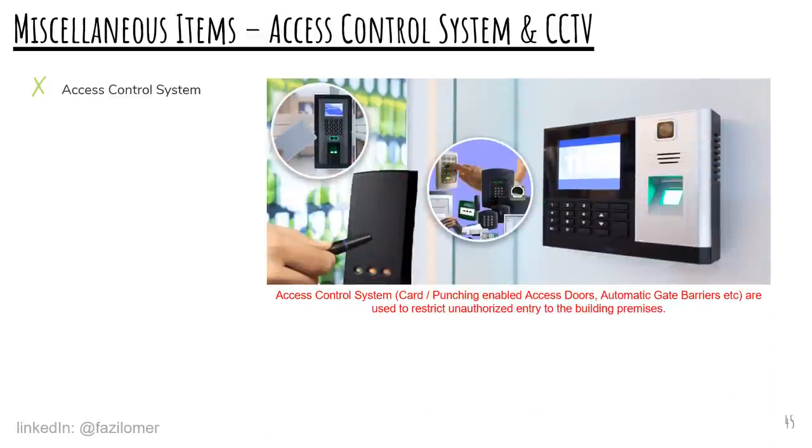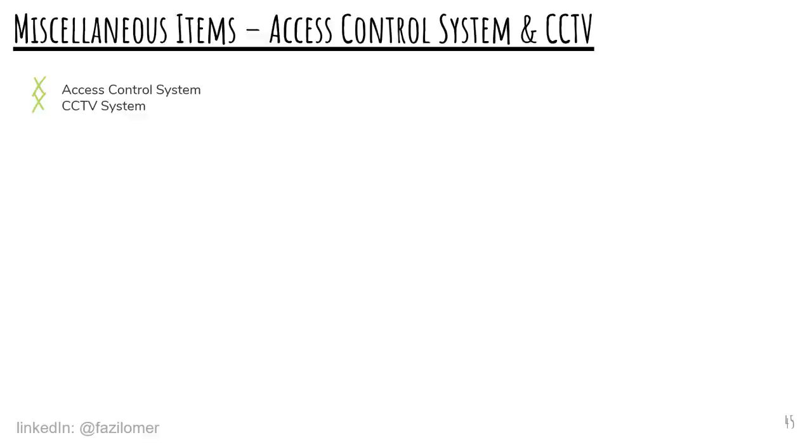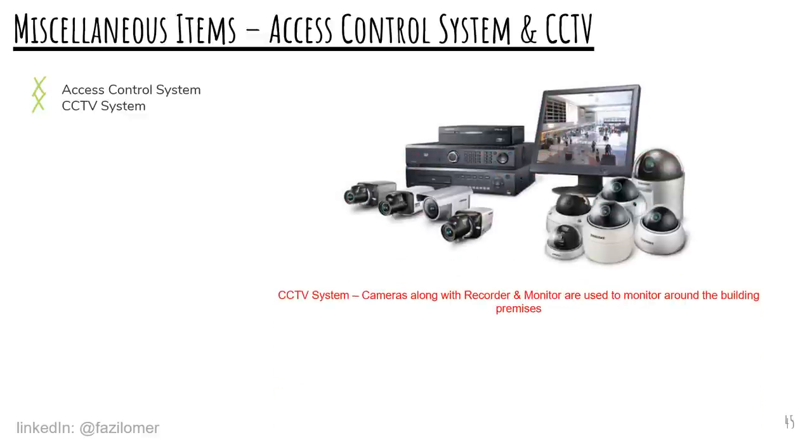IT and security related components. Access control system, which is either card or punching enabled access doors or automatic gate barriers, etc., are used to restrict unauthorized entry to the building premises. CCTV system is cameras, along with recorder and monitor, which is used to monitor around the building premises.